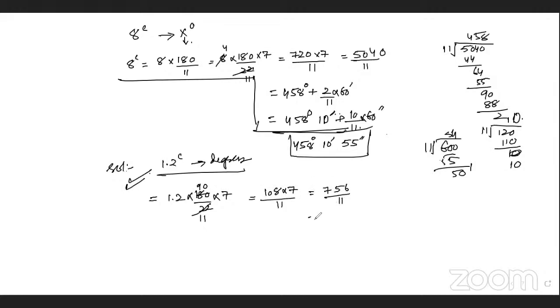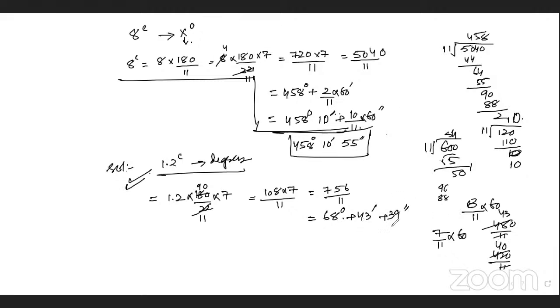756 divided by 11. 11 6s are 66, 96, 11 8s are 88 degrees plus the remaining 8 upon 11 into 60. 8 6s are 48, 480 upon 11, 11 4s are 44, 43 minutes plus 7 upon 11 into 60. 68 degrees, 43 minutes, 39 seconds. Yes, correct. Absolutely fine. Everyone understood.